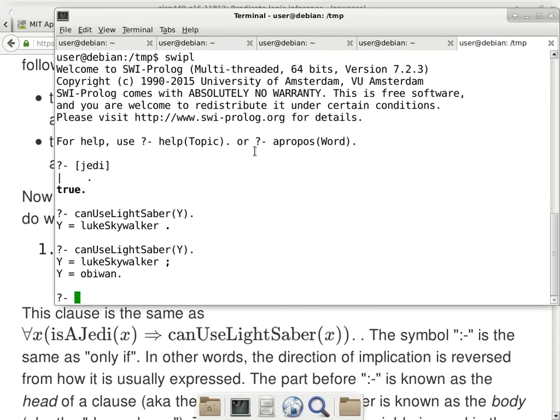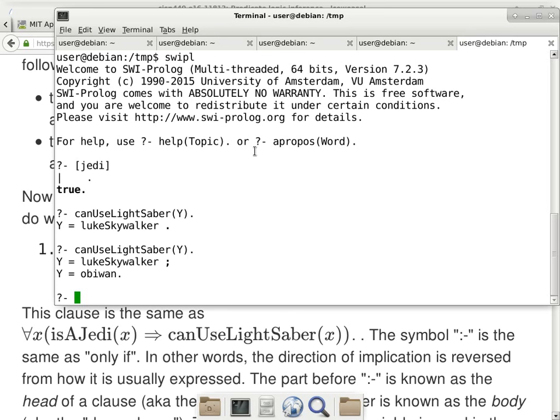So if you press the space bar, then it will give you the other possible answers. Which is one really cool feature of Prolog: it doesn't give you just one answer. It will give you all the elements in the universe that can make this true. Is that okay so far?